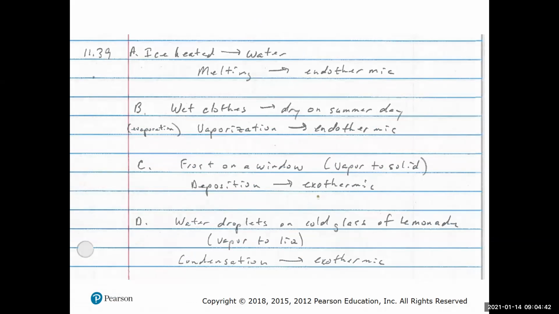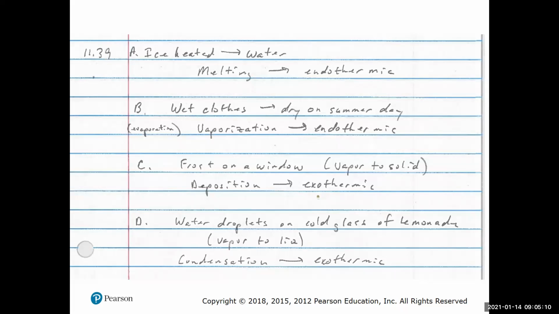1139, let's look at that one. In that one, name the phase transition of each of the following situations and indicate whether it's exothermic or endothermic. Okay, ice is heated and turns to water. What process is that? Endothermic. It's endothermic, and that's melting, right? So if you're melting something, you got to put some energy into it.